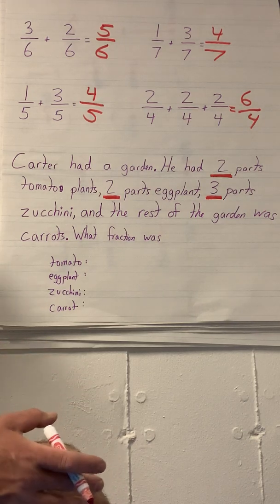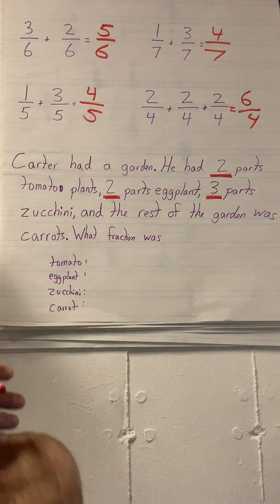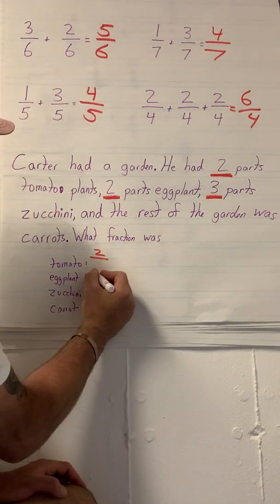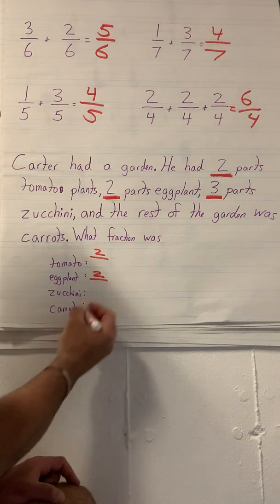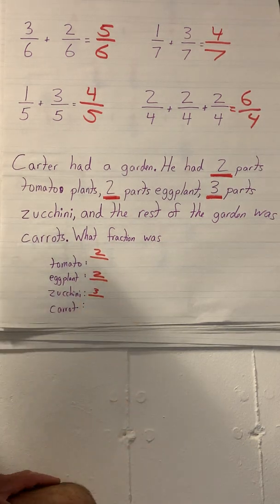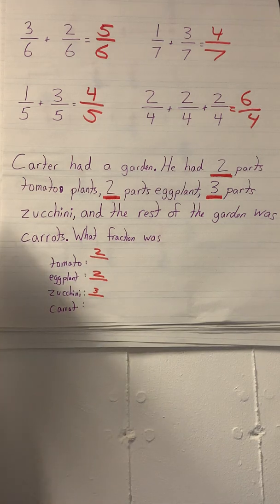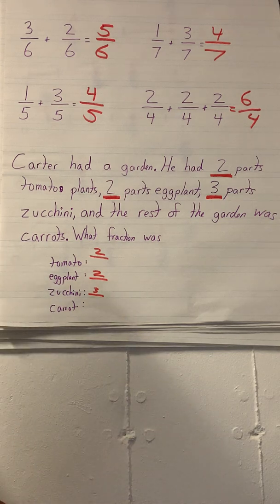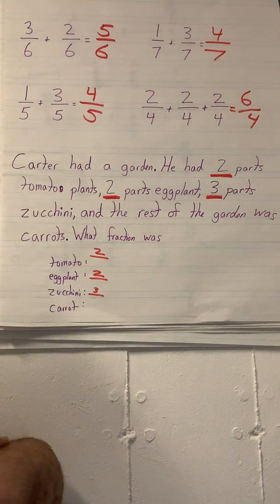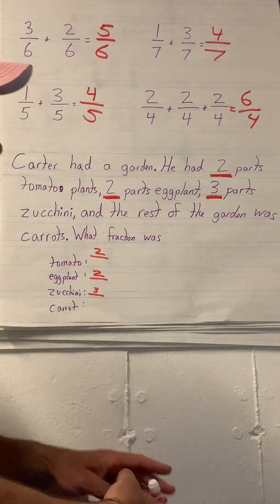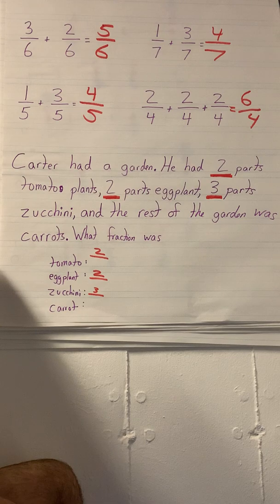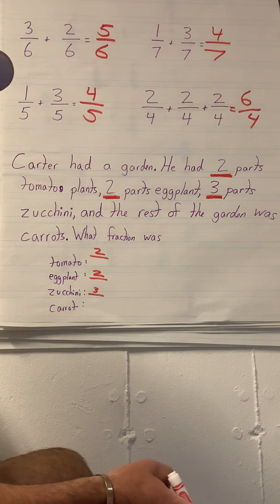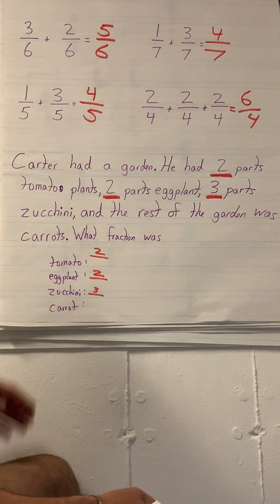So let's see what I would need to do to figure it out. So can I do this? Well, he had 2 parts tomato, so 2 something. 2 parts eggplant, so 2 something. 3 parts zucchini, so 3 something. And the rest was carrots, but it didn't tell me how much was carrots. So what information would I need? Well, I would need to know how many parts there were in all, right? Because if it's telling me the rest was carrots, but I don't know how many parts there are, like if it said there was 10 parts in the garden, then I would be able to do it.